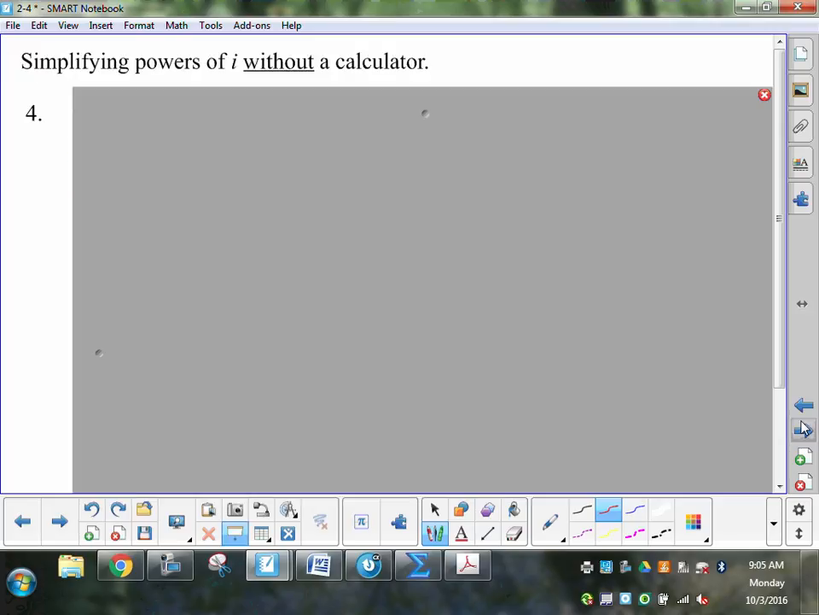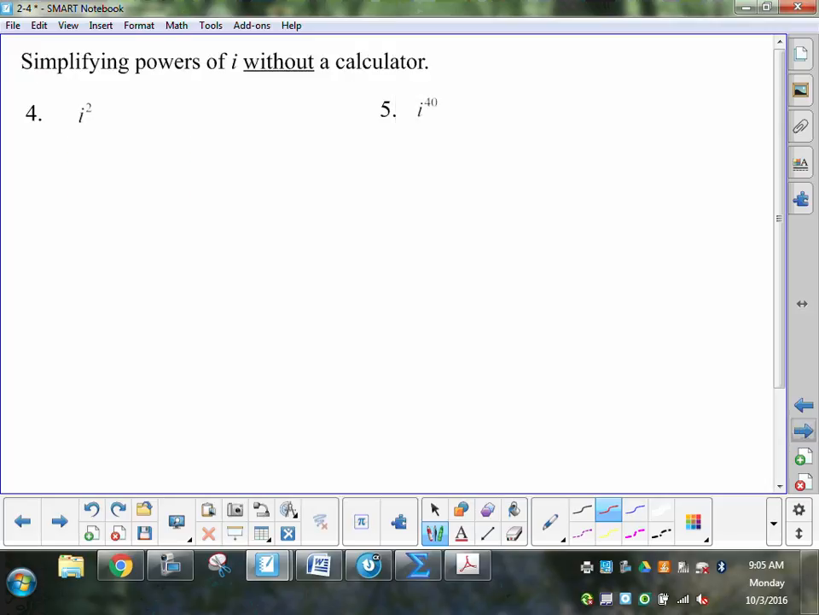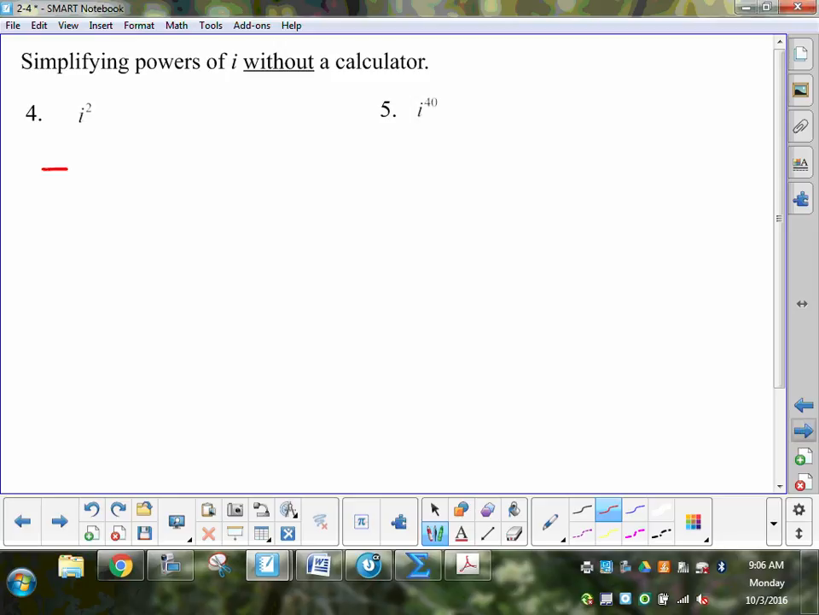You've been doing them enough now. We should be pretty good. How about these? And hopefully we can burn through these quickly. What's i squared equal to? Hands up, please, if you can tell me what i squared would be equal to. My heart's breaking in a million pieces right now in front of you. Terrific. What about i to the 40th?